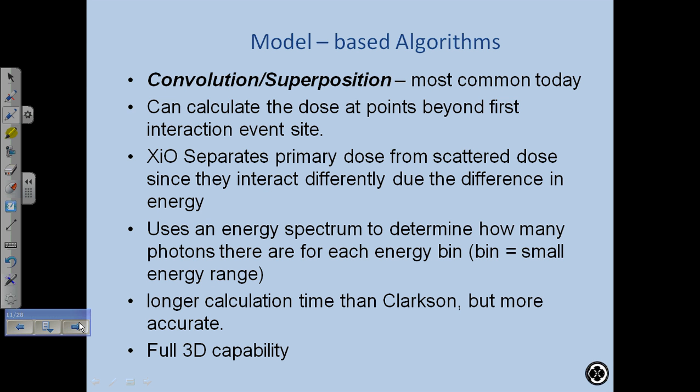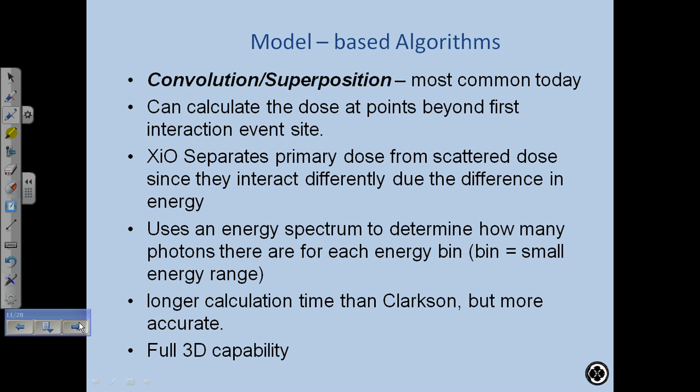And the dose itself comes from electrons, really. Okay, that straggle over there. So the convolution has to be able to calculate the scatter dose as well as the primary dose. And Axio separates primary from scattered since they interact differently due to difference in energy.